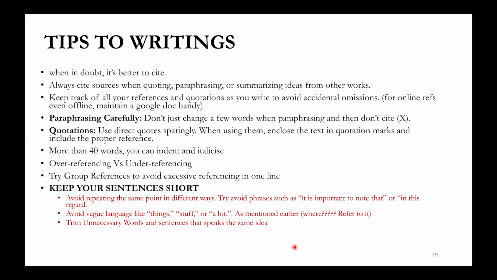And avoid language like "as one of my interlocutors talked about a couple of things" or "a thing." Do not write these vague words. Try to mention what that thing is, what a lot is. Mention it in numbers, or give it some specificity. And obviously, trim unnecessary words and sentences as you write your dissertation.